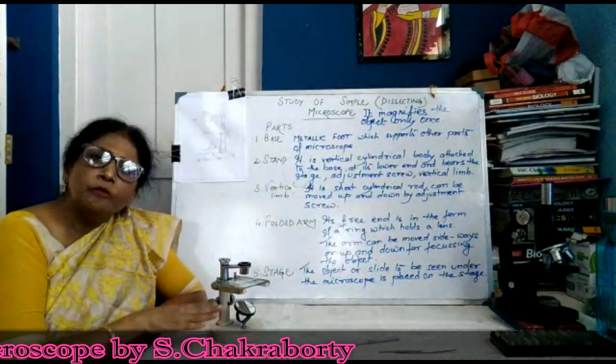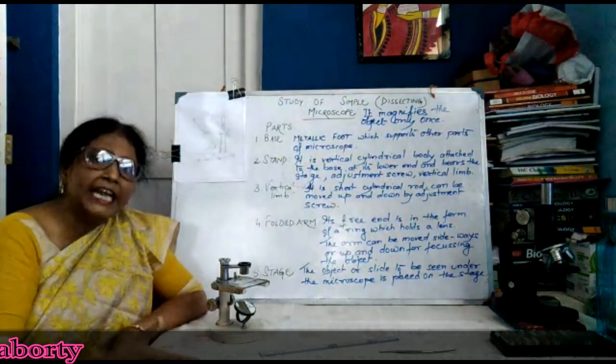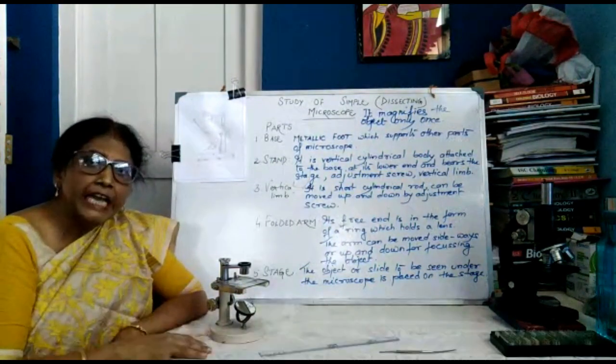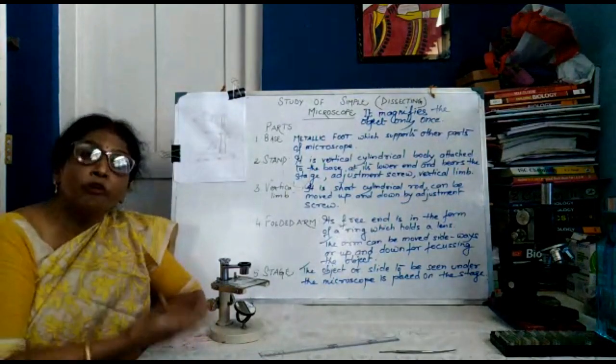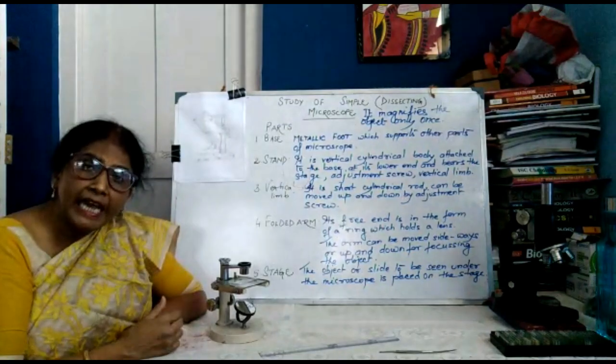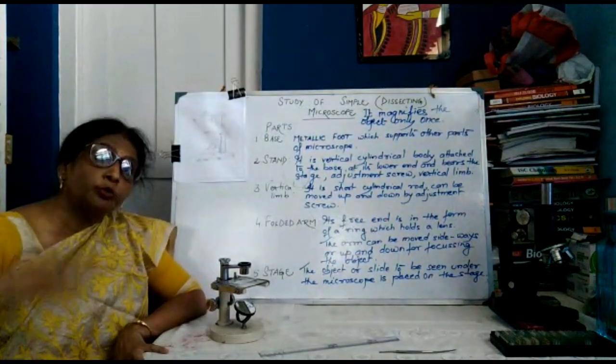In a simple microscope, we can magnify the object. The magnification is up to 10 times, 20 times, 15 times, whereas in a compound microscope it can be 100 times, 450 times, or 1000 times, whereas in an electron microscope the magnification is 3 lakhs, 2 lakhs.